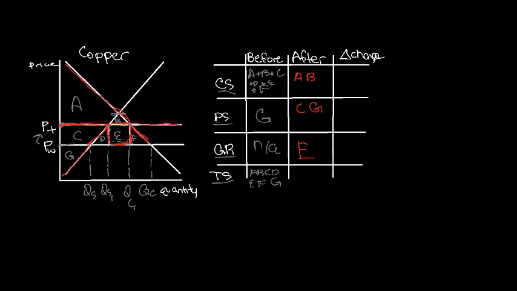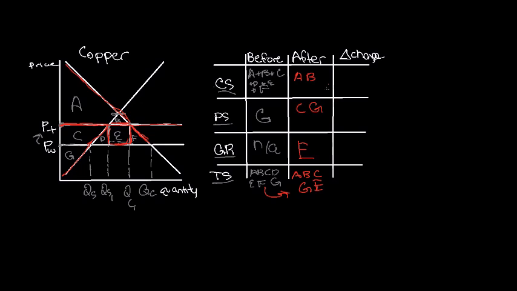Consumer surplus plus producer surplus plus government revenue: A plus B plus C plus G plus E. From this, you can already tell that total surplus has in fact decreased, because the number of triangles or polygons has decreased.